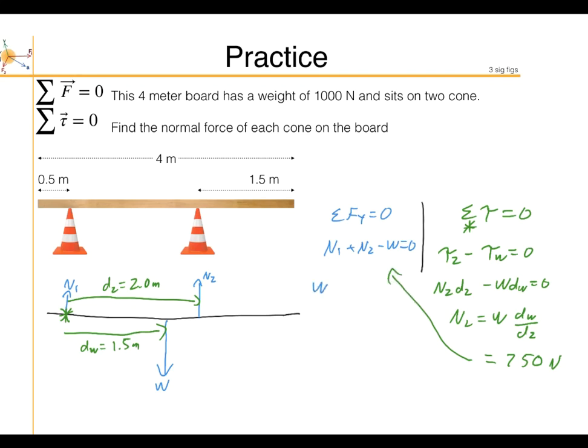Let's plug that into here. I want to solve for n1, right? So n1 is going to be equal to the weight minus n2. So 1,000 minus 750. So I get 250 newtons.